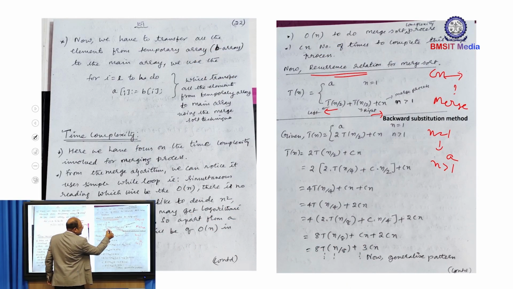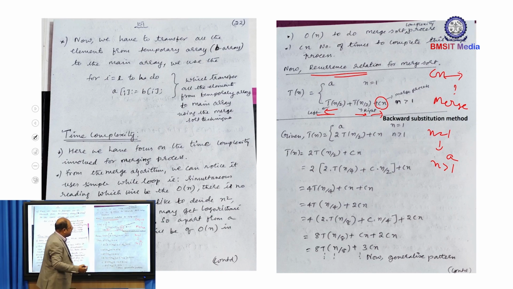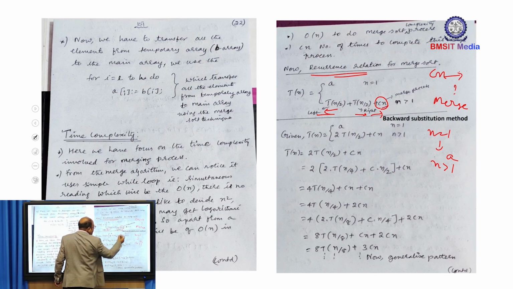In that context, this is the left side, this is the right side, because when I am using merge sort, it's a divide and conquer method. So n is divided into two halves, n by 2, n by 2. And for those elements, after dividing, we have to merge them. So we have some constant number of times to merge it. That is what this constant n times is given here.